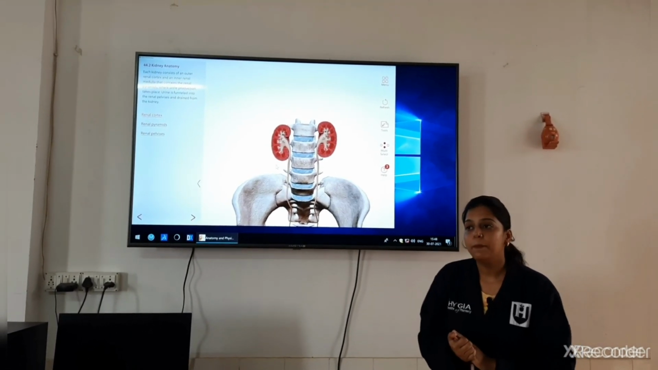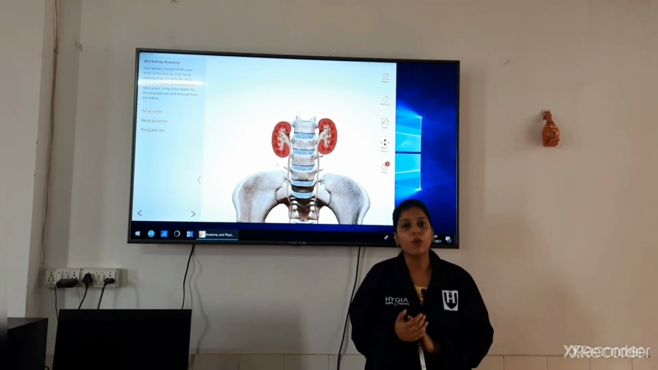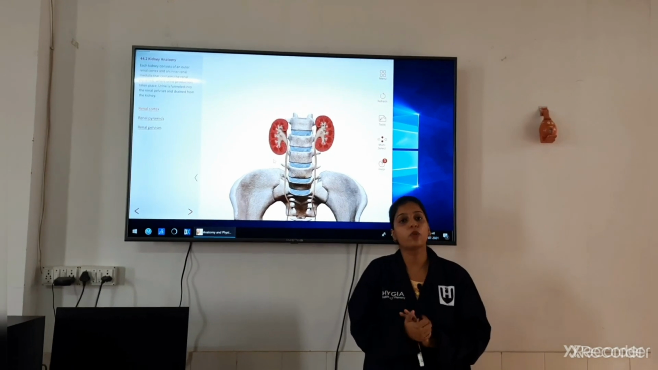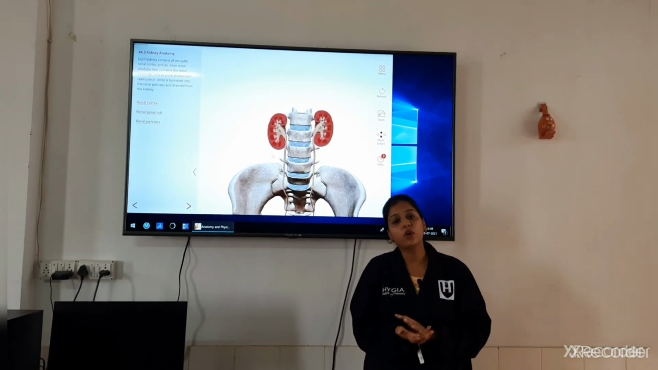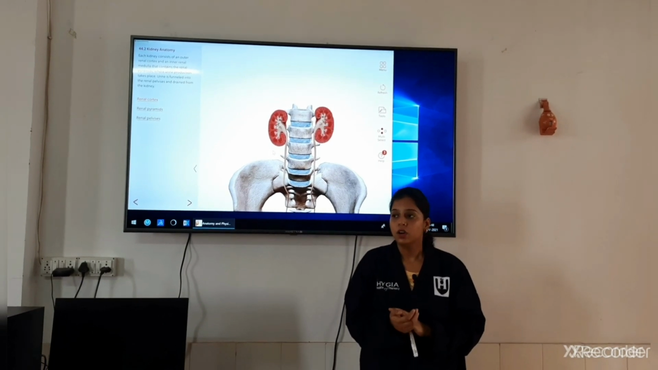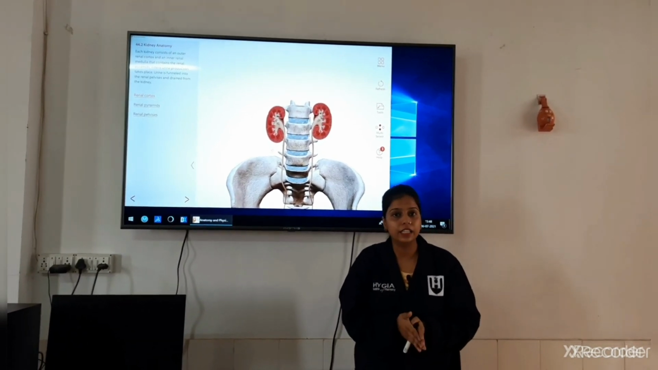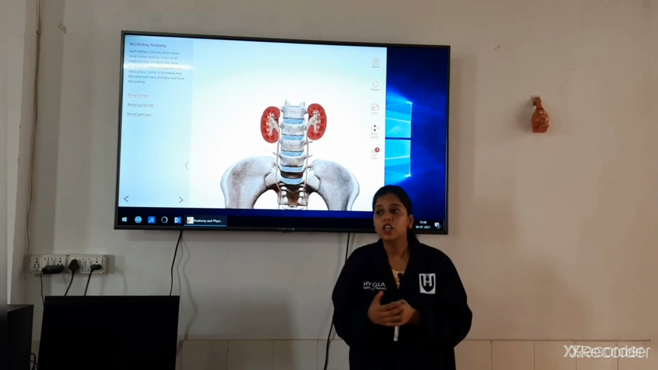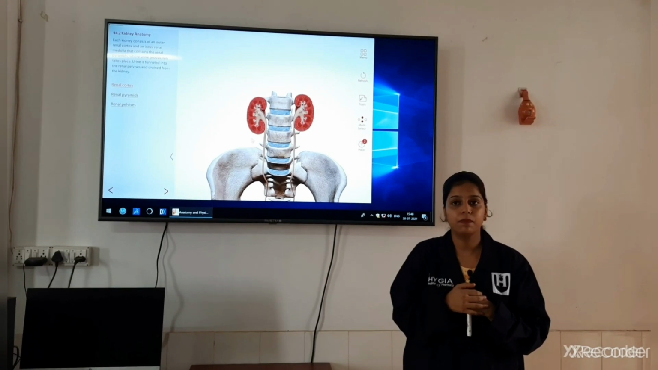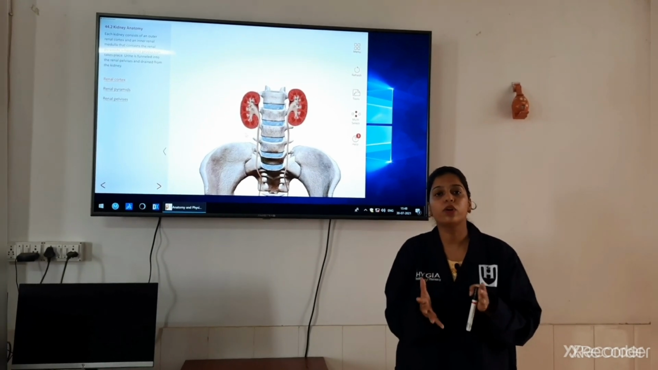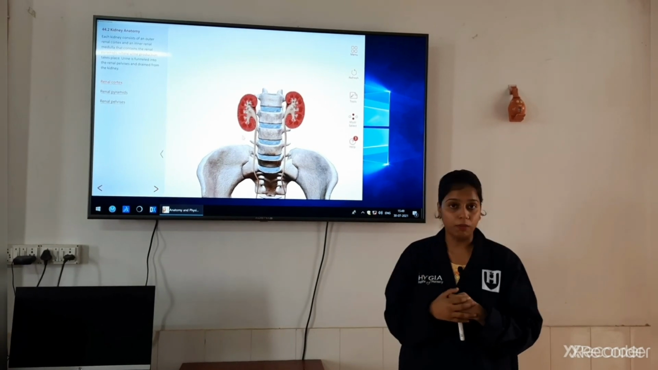Another function is that it is responsible for the production of the hormone calcitriol, which is the active form of vitamin D, and it is responsible for the regulation of calcium level. Erythropoietin, which is responsible for the production of RBC. So these are the hormones which are produced by the kidneys. And yes, the last function is that they are also responsible for the regulation of blood osmolarity, meaning they keep the balance between the water and ion composition. So these are a few of the functions which our kidney performs.